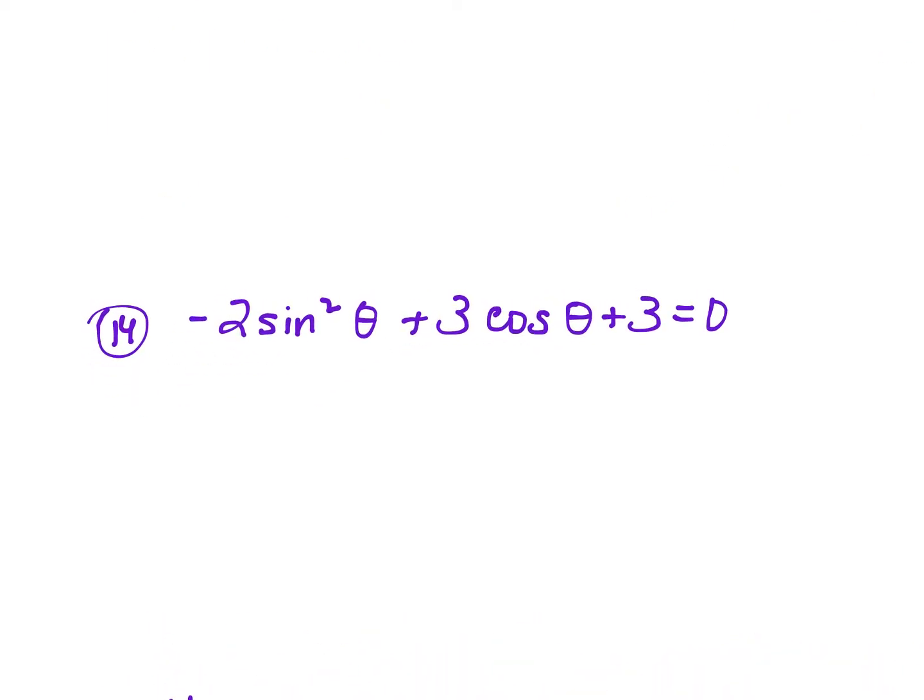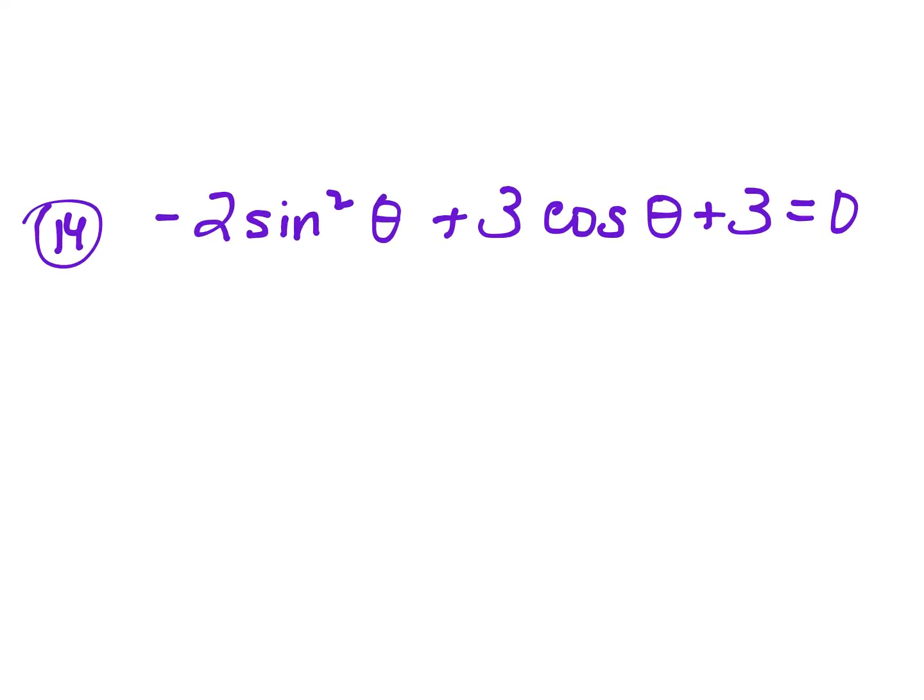So let's look at 14. So here we have a sine squared and a cosine. What do we need to do first? Simplify the sine squared. What do you mean simplify? Change it to cosine. Yeah. So we want all of our trig functions to be the same. So I'm going to change sine squared to be cosine.